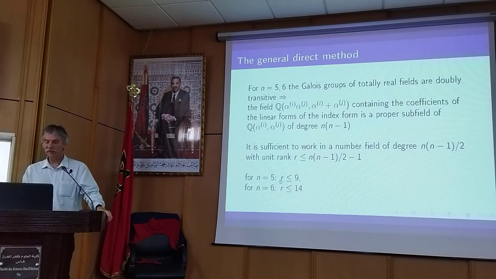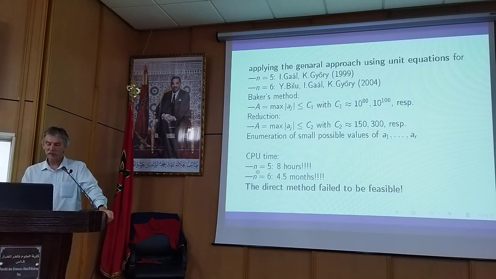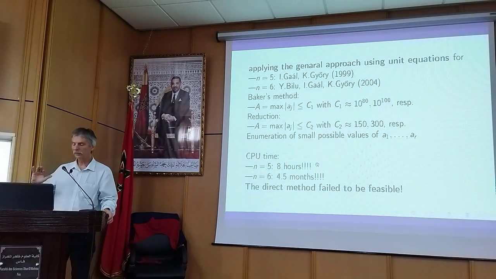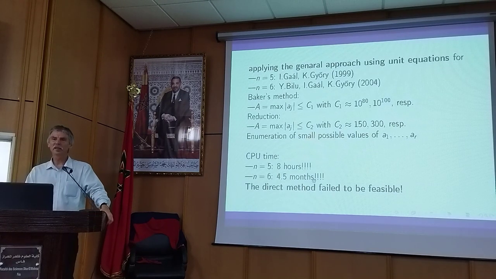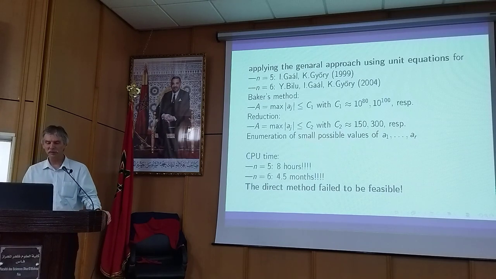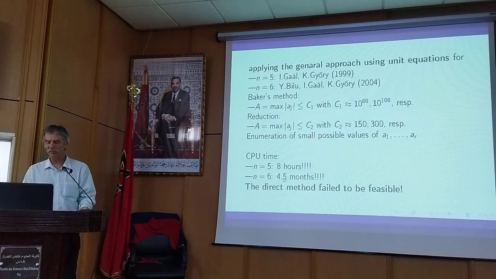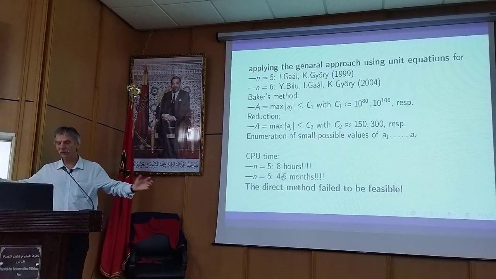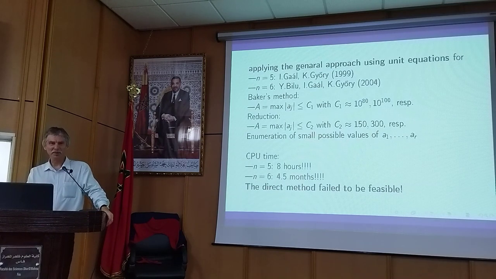So for degree 5, the number field is of degree 10 with up to 9 fundamental units. For degree 6, the number field in which we had to work is of degree 15 with up to 14 fundamental units. And that took very, very long. For degree 5, the total computation time was about 8, 10, 12 hours. But for degree 6, it took 4 months. Of course, it was running in parallel on a supercomputer on 10 or 20 processors, so the real time was about 1 week, but the total amount of computation time was about 4 months. This implies that it is impossible.